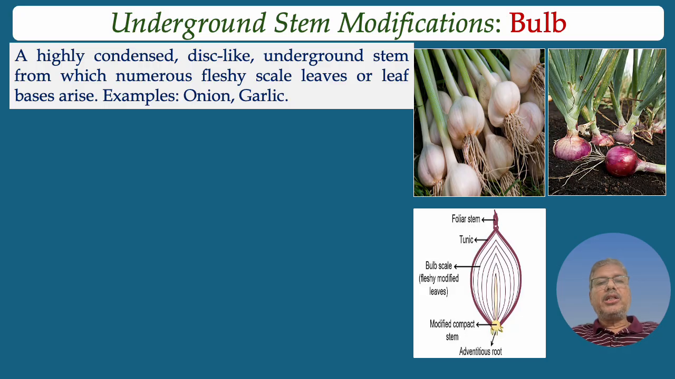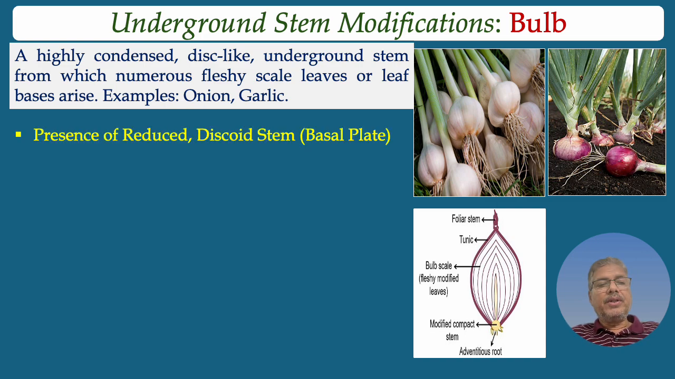A bulb is a highly condensed disc-like underground stem from which numerous fleshy, scaly leaves arise. Examples are onion and garlic. The characteristic feature of the bulb is the reduced discoid stem, that is, the basal plate. The actual stem of the bulb is compressed into a very small flattened disc-shaped structure at the base of the bulb. This is often called the basal plate. This reduced stem tissue bears the other parts of the bulb.